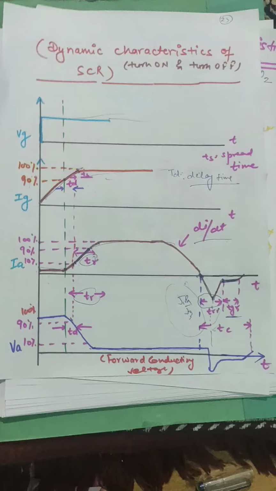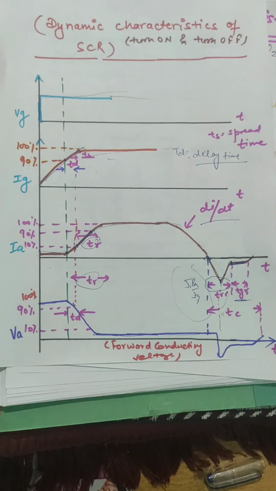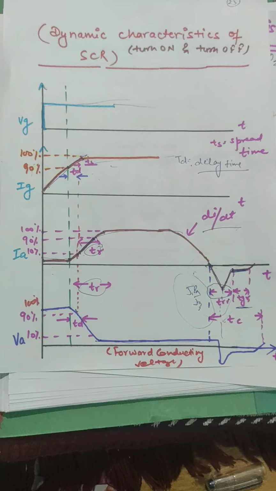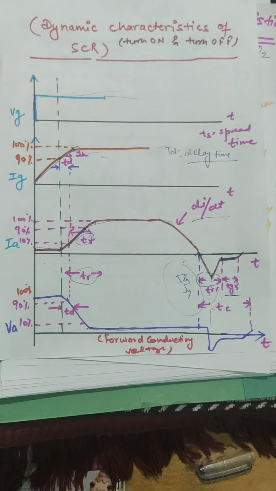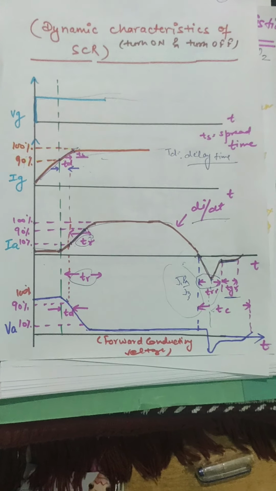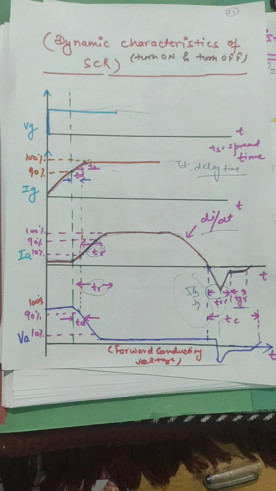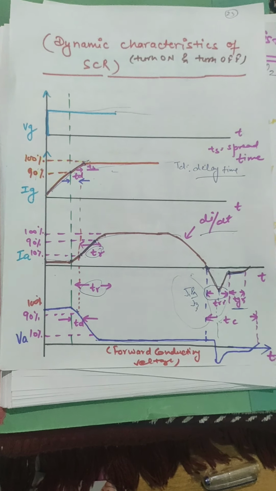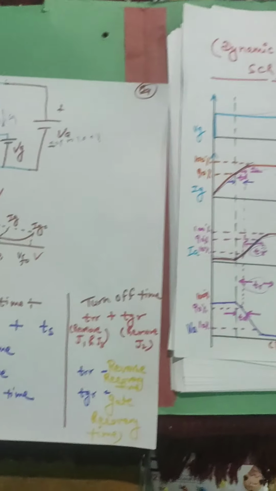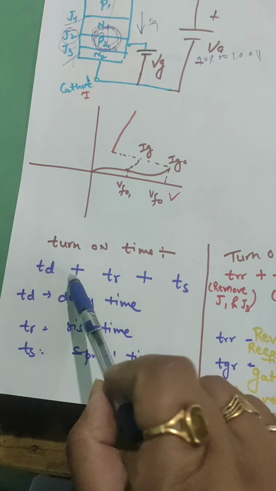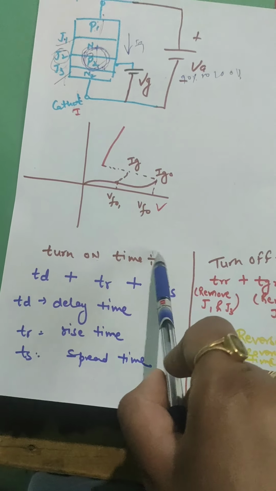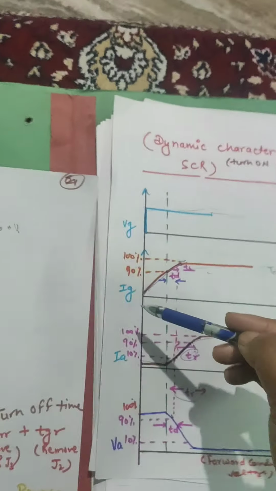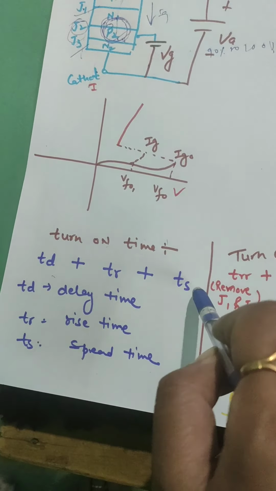So friends, these are the dynamic characteristics of SCR. Dynamic characteristics are basically the turn on and turn off methods of SCR. From this graph we can see the turn on and turn off methods. Turn on time is a combination of TD, TR and TS.